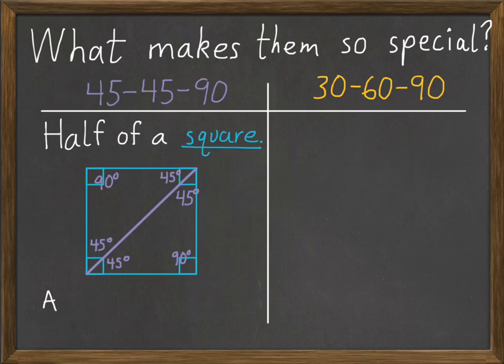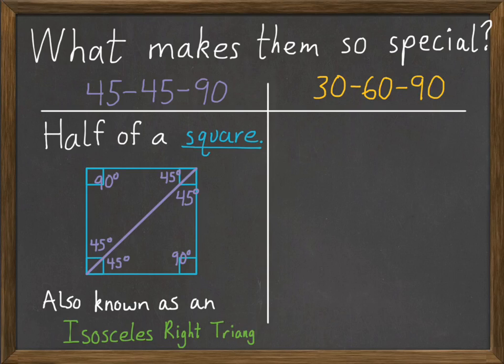It also has another special name. It's called an isosceles right triangle. It's a triangle that has a right angle and has two sides congruent. That's because all four sides of a square are congruent.